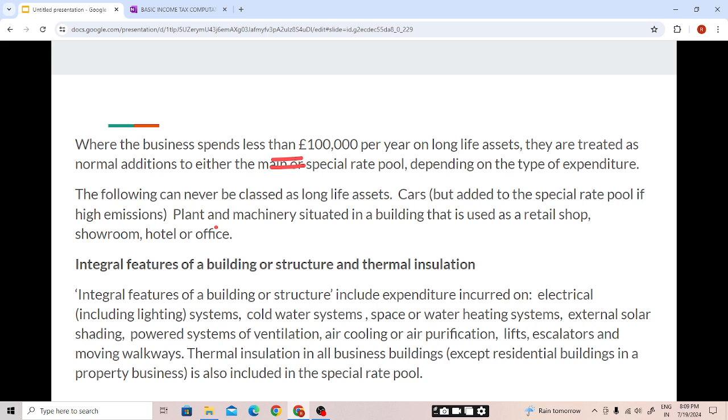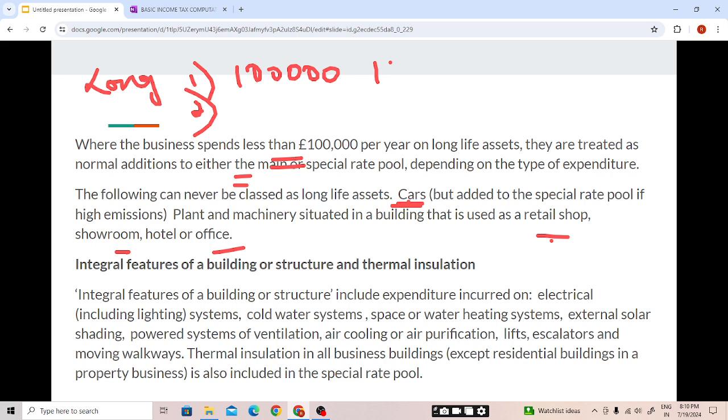And long life assets will not include these assets. That is, a car is not a long life asset, and neither is plant and machinery situated in a building that is used as a retail shop, showroom, hotel or office. So for a long life asset, we have two conditions: £100,000 cost in a 12-month period, and the asset must be expected to be used for 25 years or more.